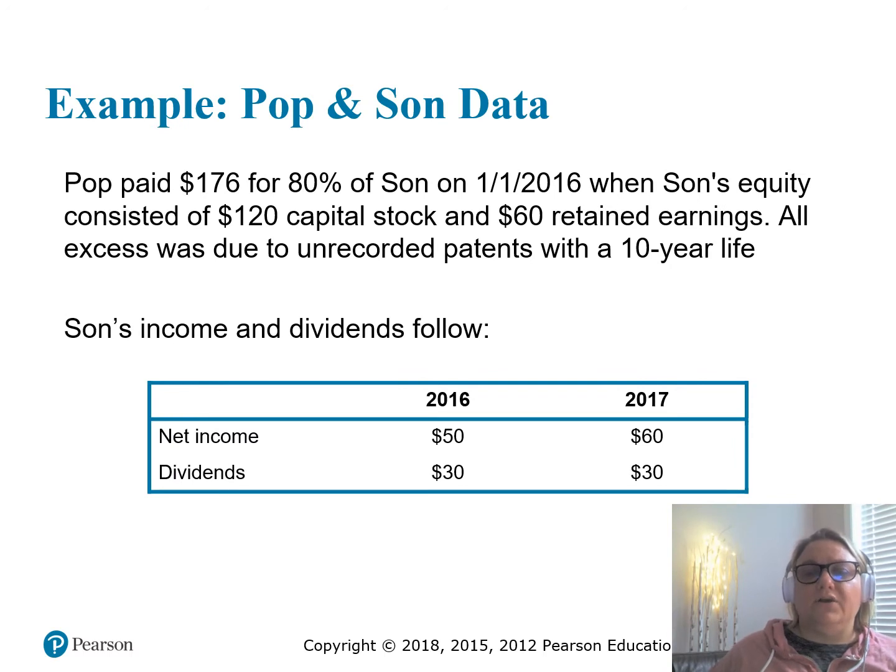Okay, so our good old friends Pop and Son. Pop paid $176 for 80% of Son on 1/1/16 when Son's equity consisted of $120 for capital stock and $60 for retained earnings. All the excess was due to some unrecorded patents that had a 10-year life. So this is just giving us the problem. And here is Son's income and dividends for 2016 and for 2017.